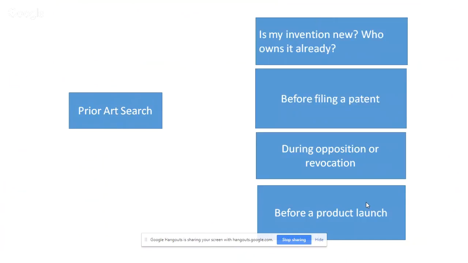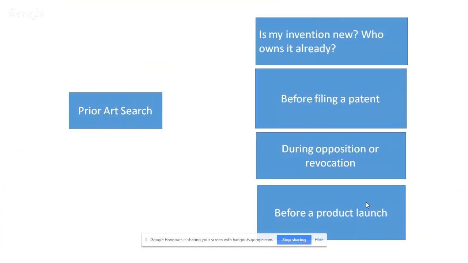Next, if you want to perform a product launch, in that case also you need to perform an exhaustive prior art search. The companies may perform prior art searches before launching their products in the specific markets to make sure that they are not infringing the rights of any third parties that may be having a patent likely to be infringed by their product launch.